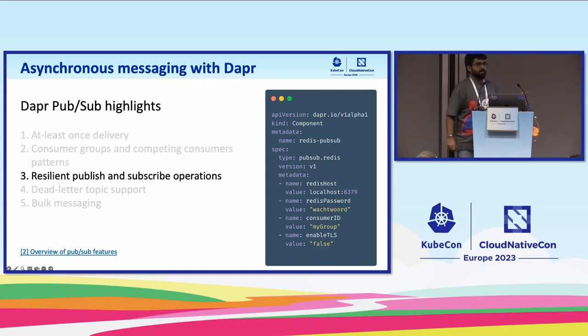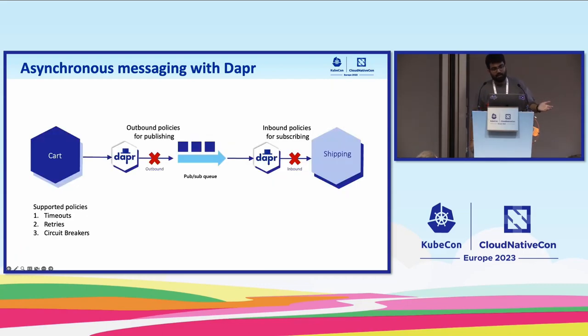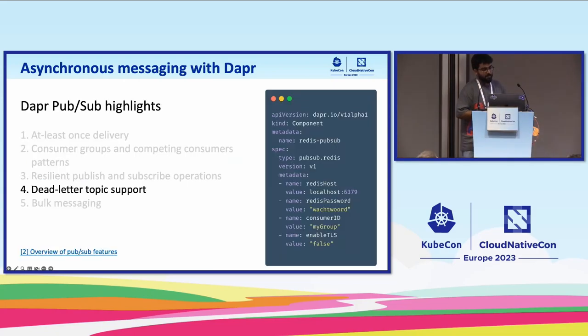You also have built-in resiliency. With Dapr, when you do PubSub operations, you get retries, timeouts, and circuit breakers out of the box. This is how it looks. You get resiliency on both the inbound and outbound parts. Dapr publishing data onto the broker, and then Dapr sending data to your subscriber, it's all resilient. And even after resiliency, you get dead letter topic support. If your resiliency policies still fail to deliver some message, you have built-in support for dead letter topics. And finally, you have bulk messaging, which was recently introduced, and we'll talk about that in the future slides.